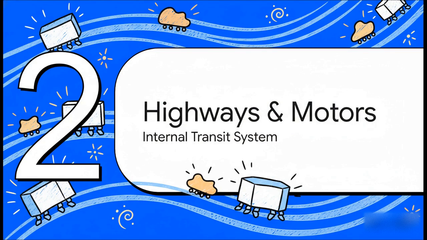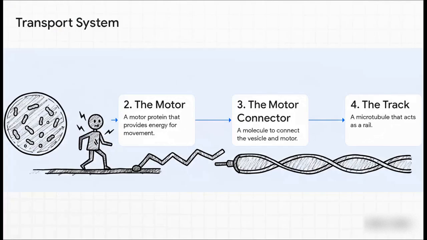Okay, so if microtubules are the highways, how does cargo actually get from point A to point B? Well, the cell has a super sophisticated transit system, and it even comes complete with molecular trucks to get the job done. For this system to work, you need four key components. First, you have the cargo, which is usually packaged in a little membrane bubble called a vesicle. Second, you need a motor protein that actually burns energy to create movement. Third, a connector molecule to link the motor and the cargo. And finally, of course, you need the microtubule track itself.